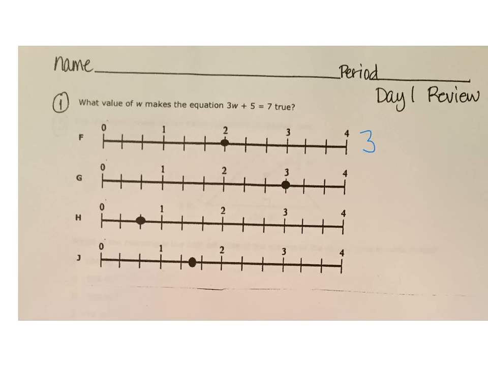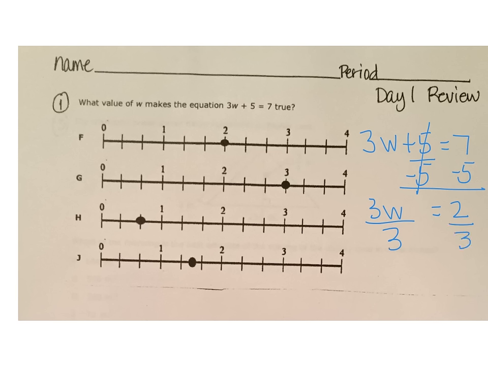So 3W + 5 = 7. The first thing you do is to get rid of this, so you want to subtract 5 from both sides. This cancels out, so you're left with 3W = 2. Now you want to get the W by itself, so you'll divide by 3 here, and you have to divide by 3 here. This cancels. So your answer is W = 2/3. So which of these number lines show 2/3?